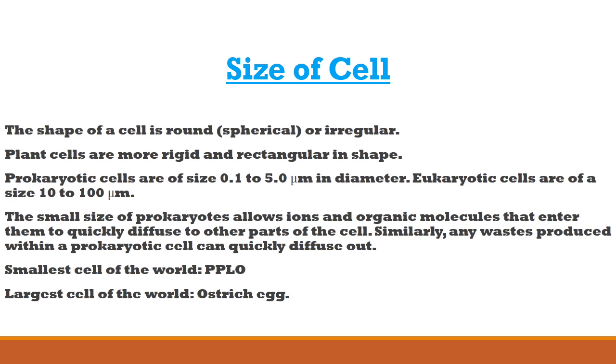Like this, eukaryotic cells are of a size from 10 to 100 micron. Everybody knows that the smallest cell of the world is PPLO, Pleuropneumonia-like organism, and the largest cell is the ostrich egg.